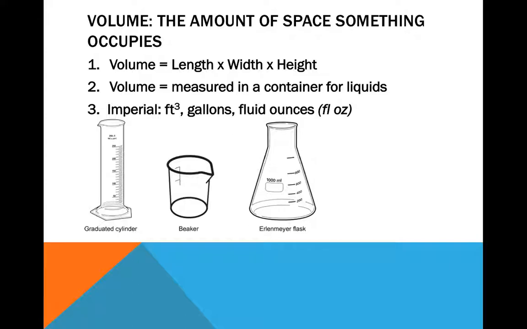Volume, when we're talking about solids, is length times width times height. So there's our cube reference. If you take a dice, because it's almost a perfect cube, you could measure length and width and height, and you could get the volume of that. If it's a liquid, we measure it in containers, right? So scientifically, we could use a graduated cylinder or a beaker or an Erlenmeyer flask or a lot of different things. We use gallon jugs at the grocery store. We use fluid ounces, which are different than ounces. Fluid ounces, those are imperial system.